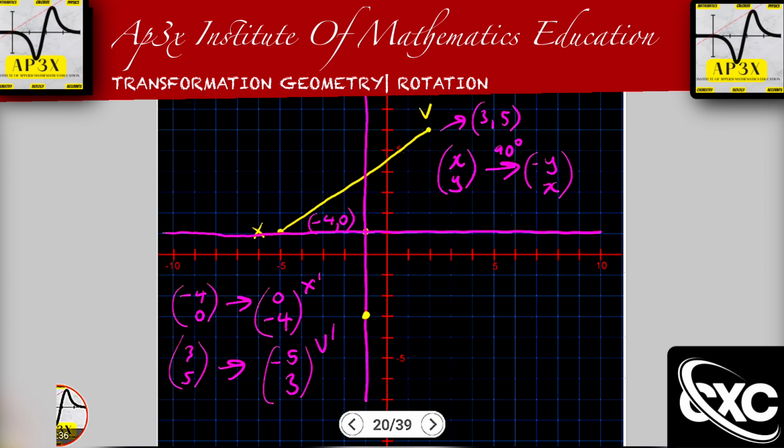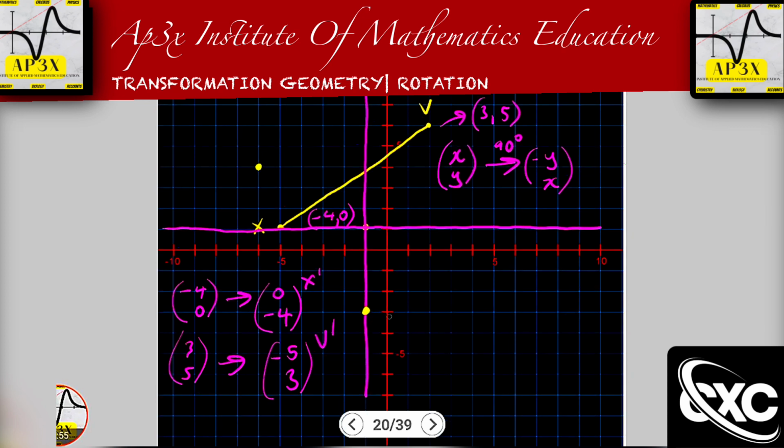Okay, and so therefore then (-5, 3): that's going to be 1, 2, 3, 4, 5, negative 5, up 1, 2, 3 here. And so therefore this is, I believe, our x prime, and this is our v prime here. And then we're going to connect this to this, and that's going to be our new line of rotation. It's a tricky little question, guys, but once you put some practice in, you'll get the hang of it.